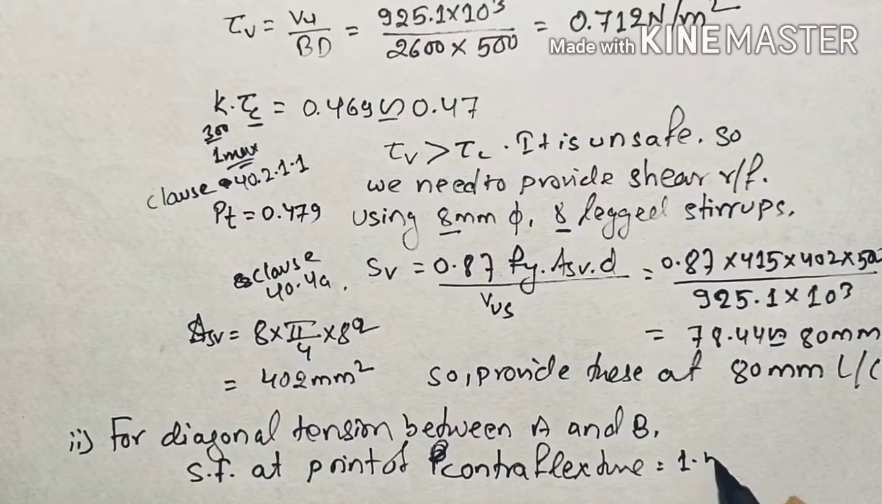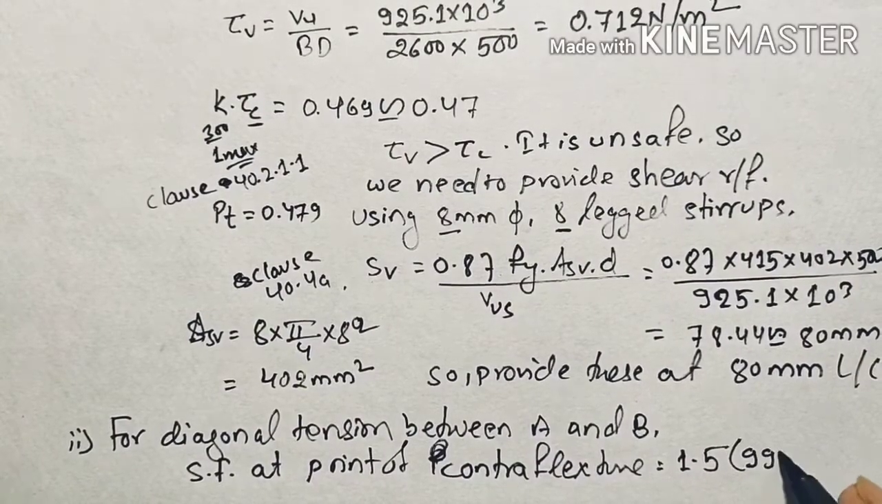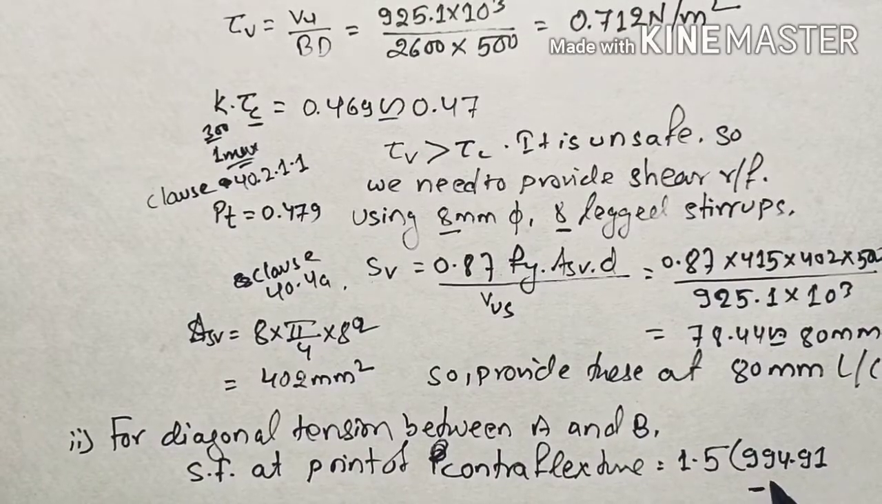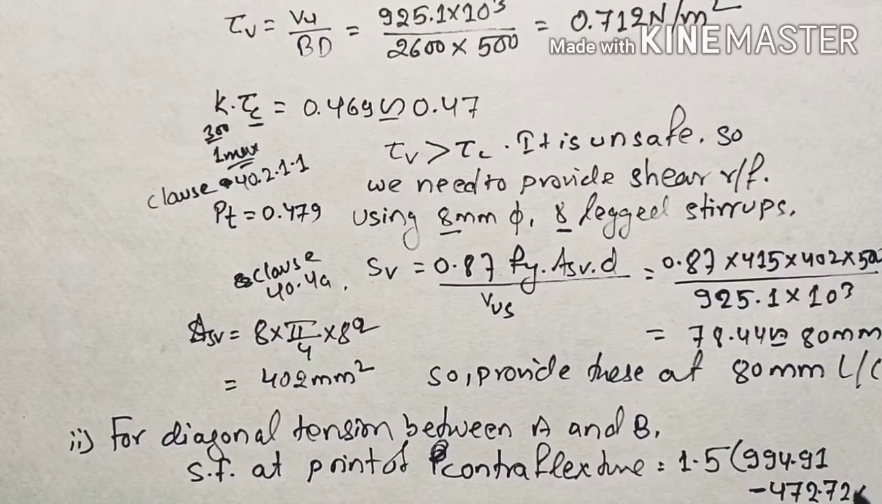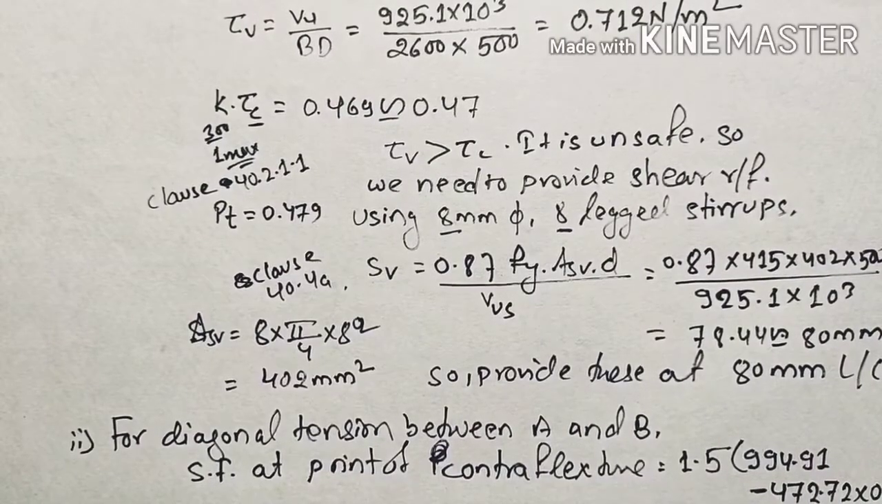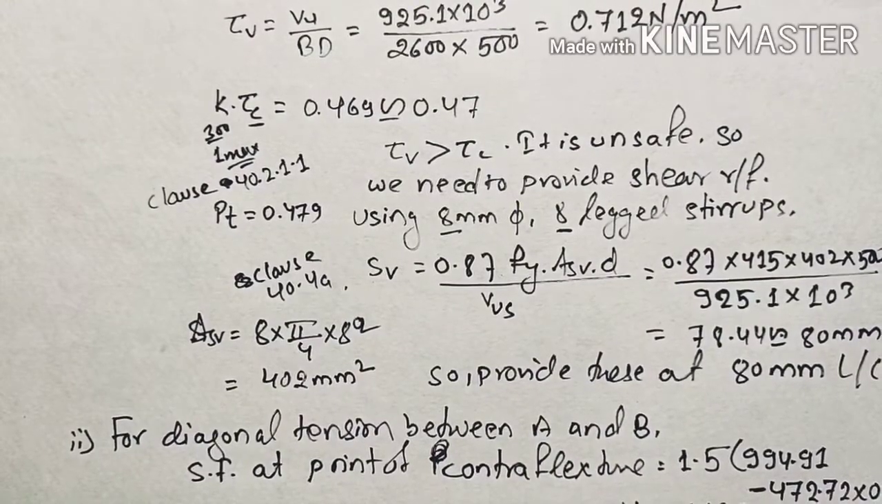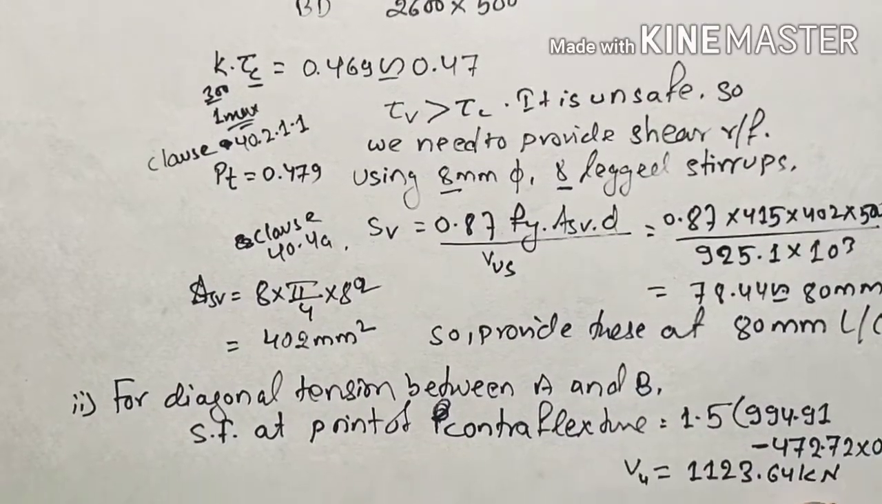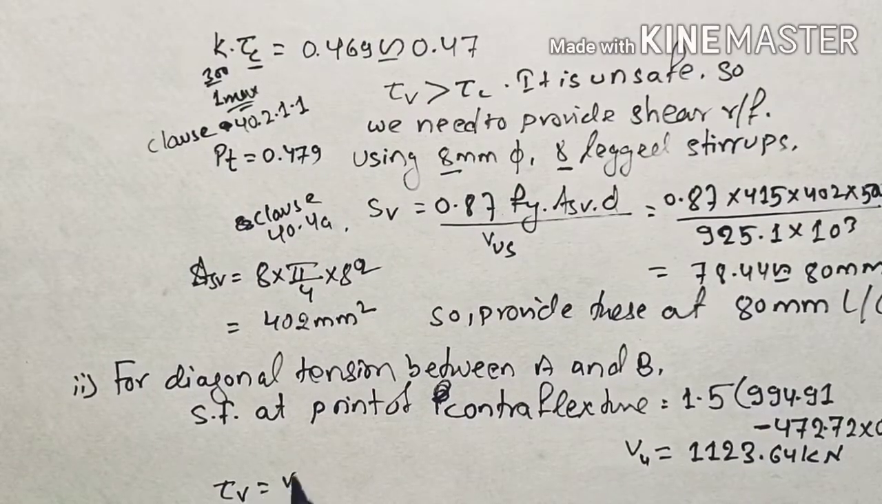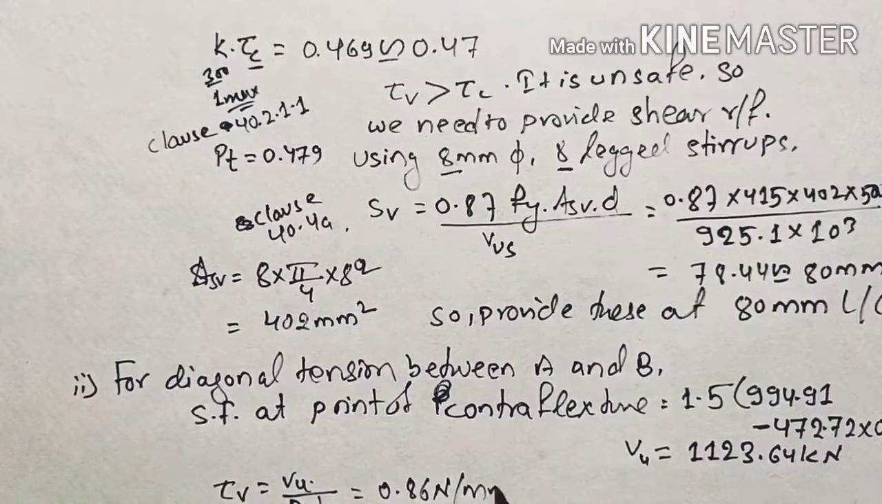It will be equals to 1.5 times (994.91 minus 472.72 into 0.52), where 0.52 is the distance of contraflexure, and this is the shear force between the column A and B. So we will get here Vu equals to 1123.64 kilonewton. Now the process is same again. We need to find tau V equals to Vu by Bd. The value of Bd will be same, and Vu we need to replace. Then we will get the value of tau V equals to 0.86 Newton per millimeter square.